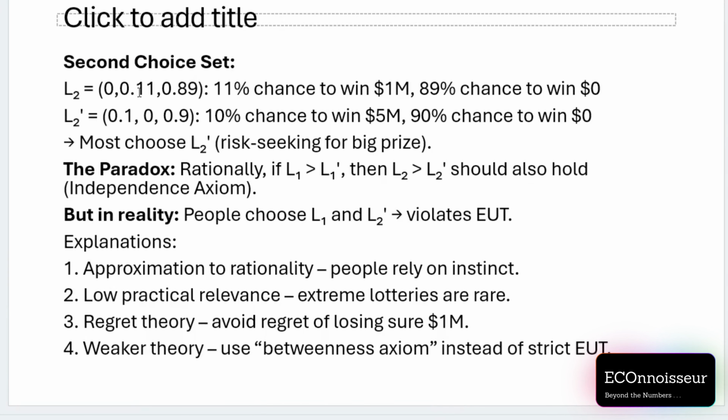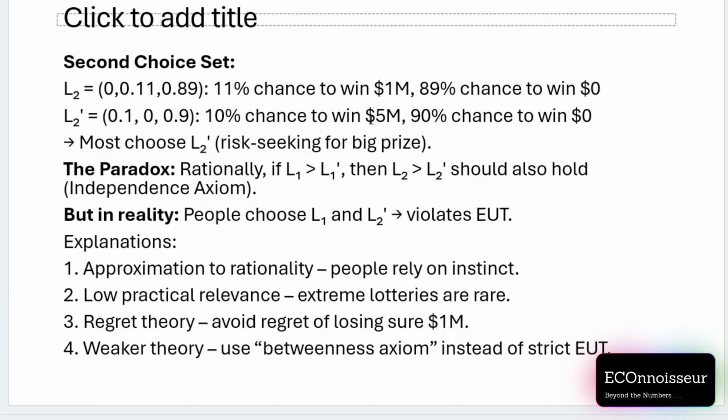The choice set is L2 and L2 prime. The first choice in this lottery is 11% chance to win $1 million, 89% chance to win $0, and L2 prime says that 0.1, that means 10% chance to win $5 million, 90% chance to win $0. In this case, most of the people choose lottery L2 prime rather than lottery L2 because they want to take risk in this case for the big prize, because lottery L2 prime gives the bigger amount, which is the $5 million.